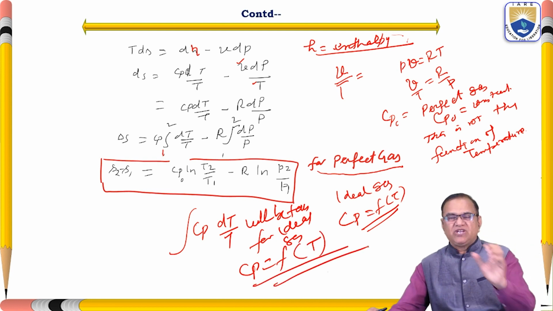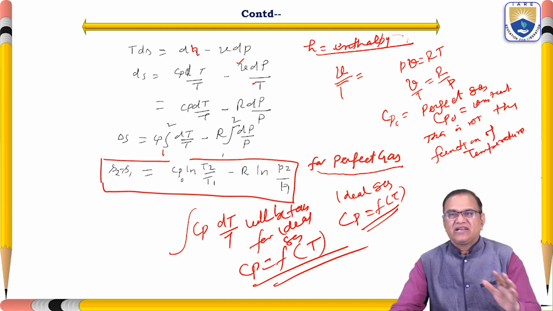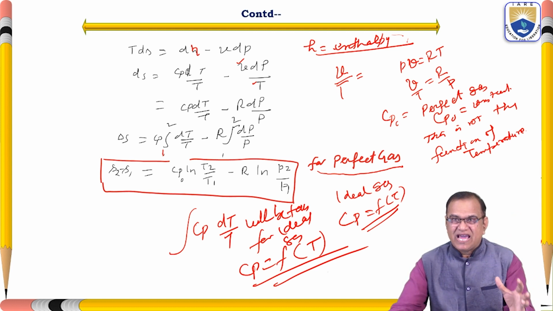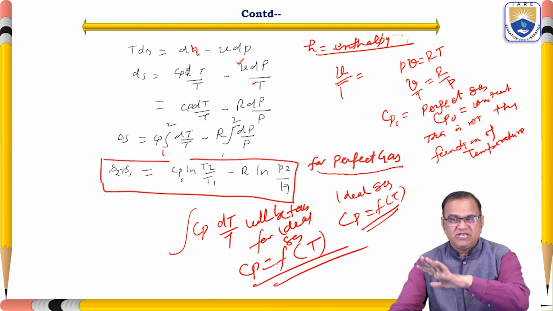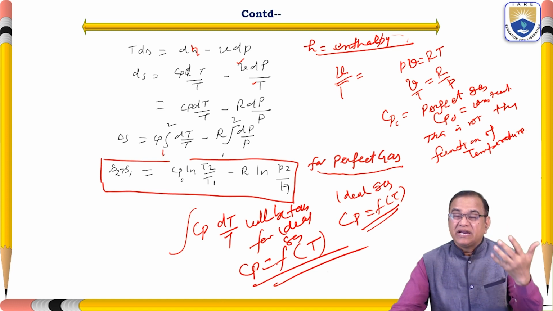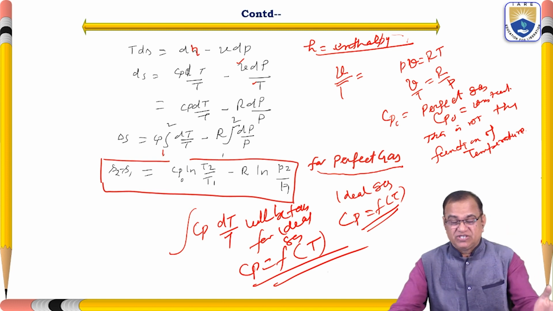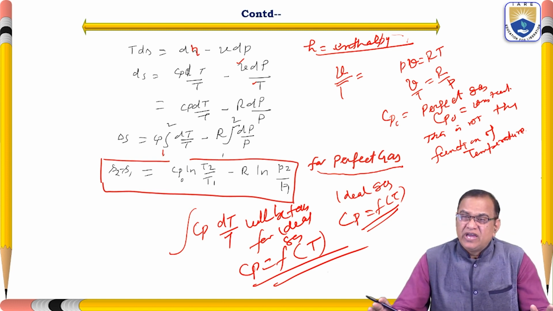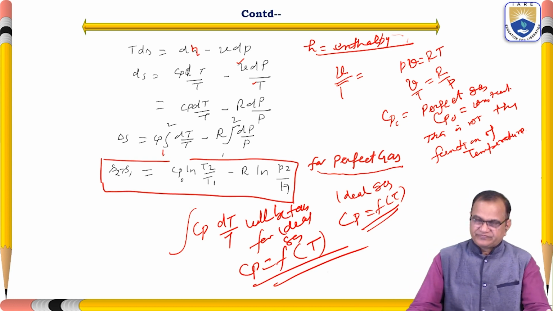So that much we have to take care: if it is mentioned that it is a perfect gas, you use the value of Cp directly, but if it is ideal gas or any other gas, Cp has to be taken as per the temperature, not as per the constant value.